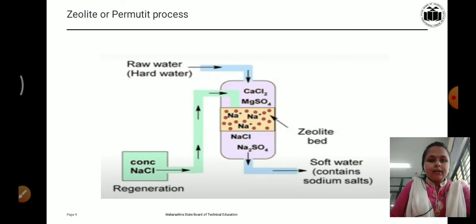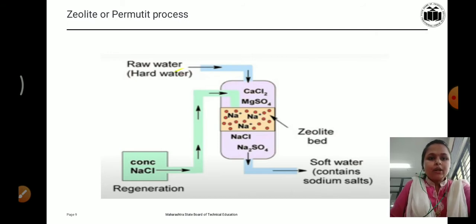In this slide, actual reactions which are occurring in the zeolite bed are shown. You can see this is a cylindrical shell. This portion is the zeolite bed. We generally represent this zeolite bed as NaZe, where Na shows the sodium ion and Ze shows the other molecules which are present in that zeolite.